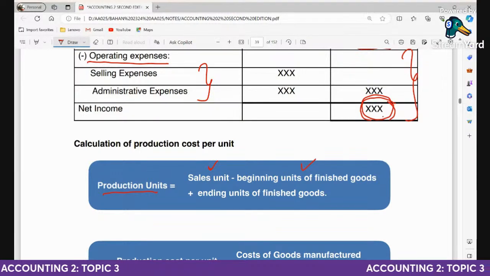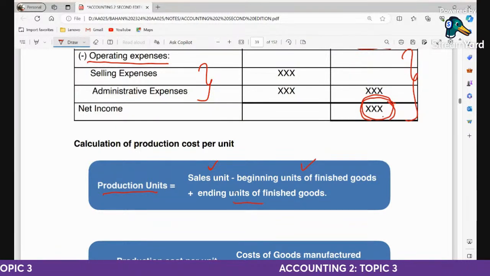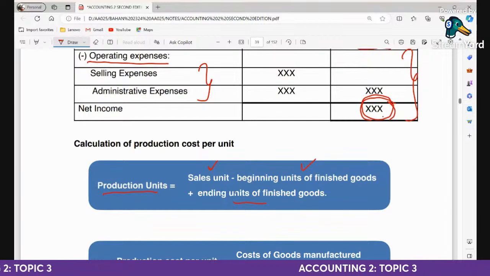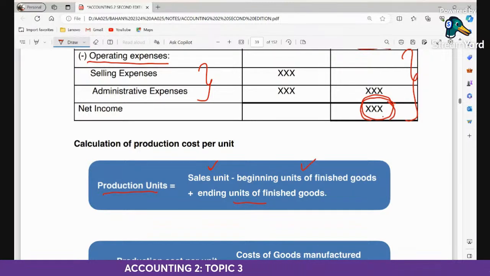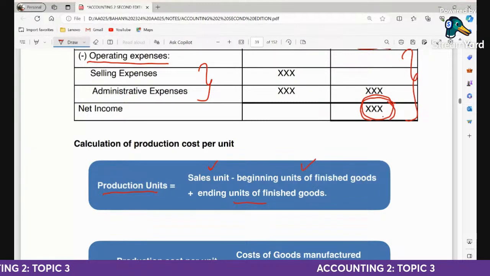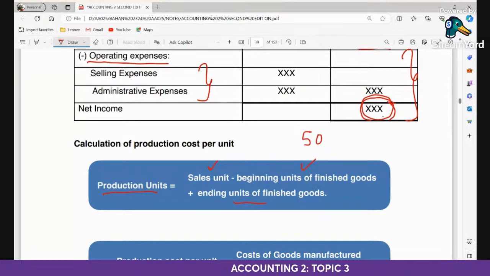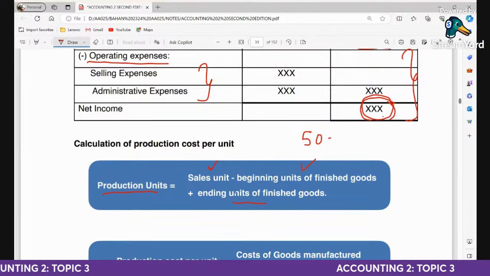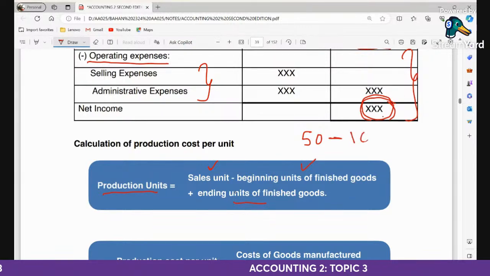Okay, lepas tu kita akan tambah ending units for finished goods. Jangan salah ya. Sebab takut awak dah biasa, kalau beginning tu you akan tambah, ending you akan tolak. Okay, you kena faham dekat sini saya nak kira berapa unit saya jual. So contoh, katakan saya jual 50 unit barang. Okay, tahun lepas punya 10. So that is not actually considered this year's production, betul? So 10 tu kena tolak.